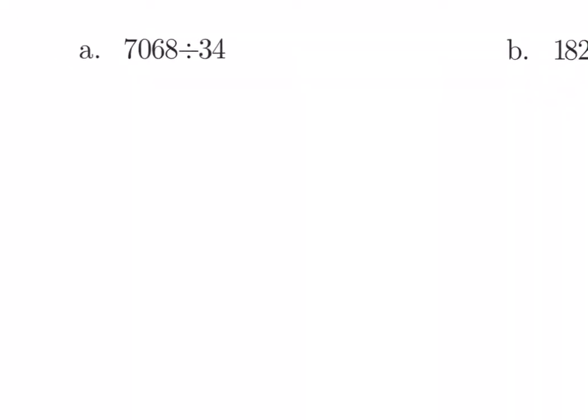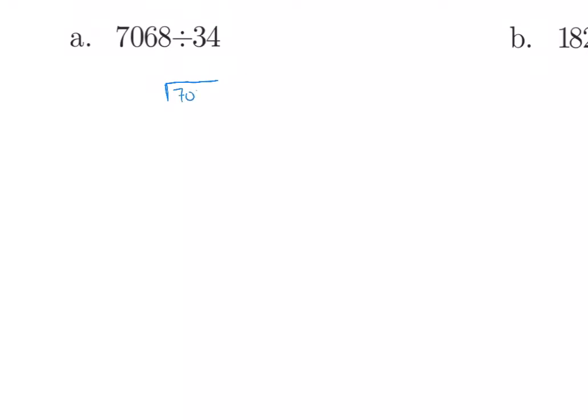Example A, we have 7,068 divided by 34. So 7068 is going to go inside. We're going to divide by 34. All right, so same thing that we were doing on the last slide. I want to divide 70 by 34. We want to round, so I want to actually be thinking 70 divided by 30. How many times does 3 go into 7? The answer is 2. I'm going to put a 2 above the last digit that I'm working with, or the 0. And then I want to multiply.